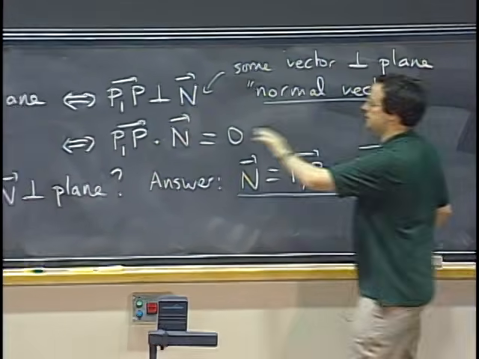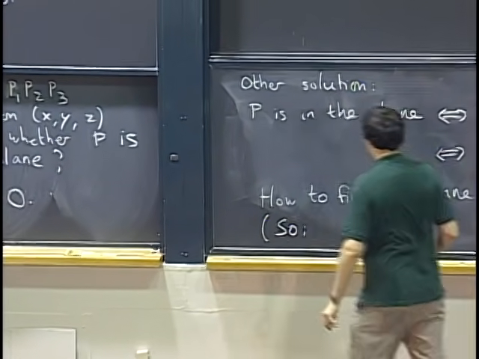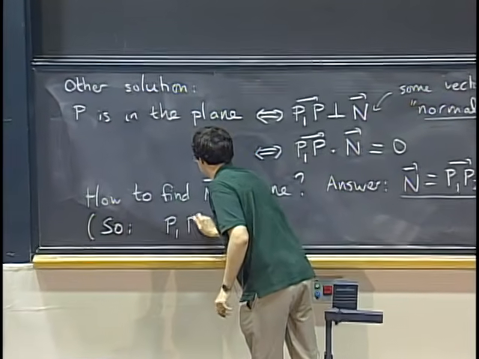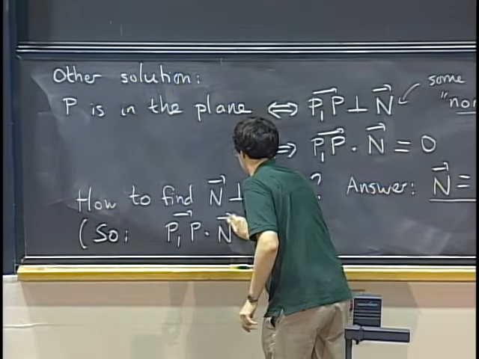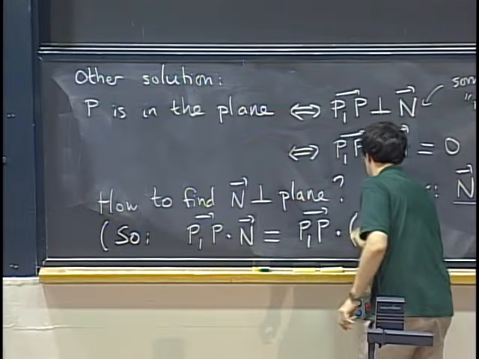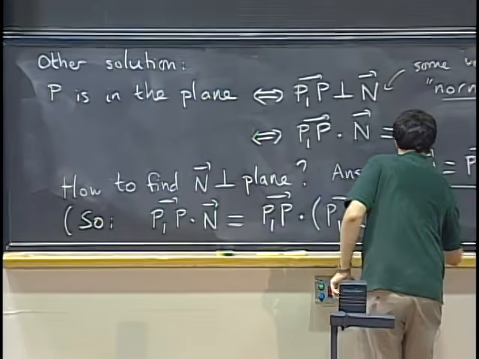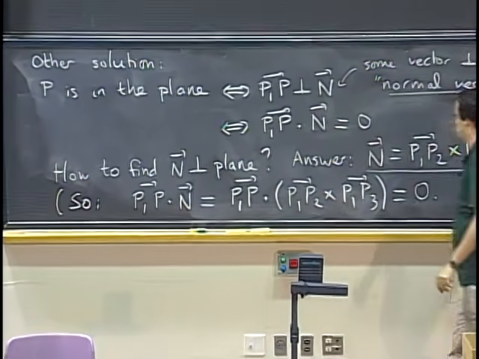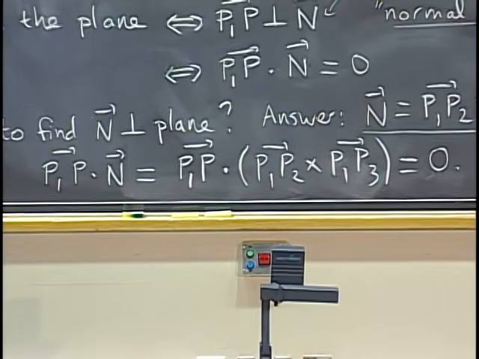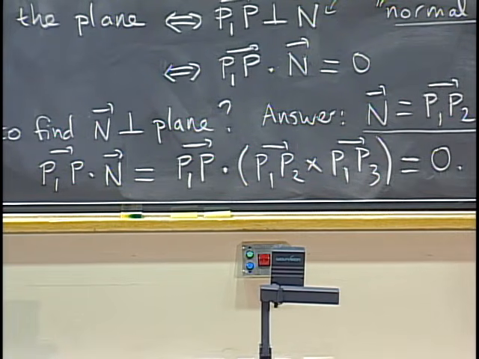Now, why is that the same as the answer over there? The condition that we have is that P1P dot n should be 0. And we said n is P1P2 cross P1P3. So this is what we want to be 0. Now, if you remember stuff from a long time ago, that was Friday, we introduced this thing and called it the triple product.